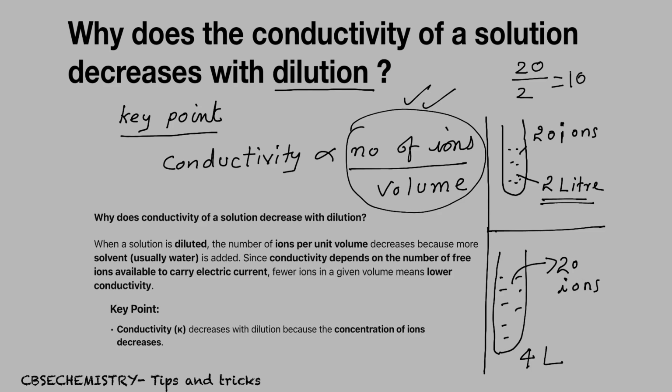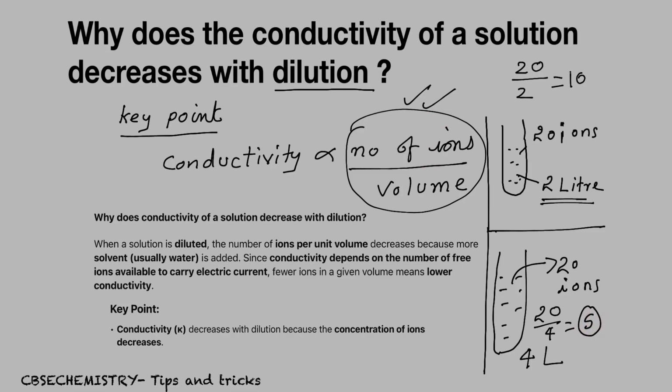Okay. Now what is the new number of ions per unit volume? What should that number be for the new case? 20 by 4. That is 5. Initially, before dilution, the number of ions per unit volume is 10. Now, on dilution, volume increases. So what happens to the number of ions per unit volume? It becomes 5. Correct, right?